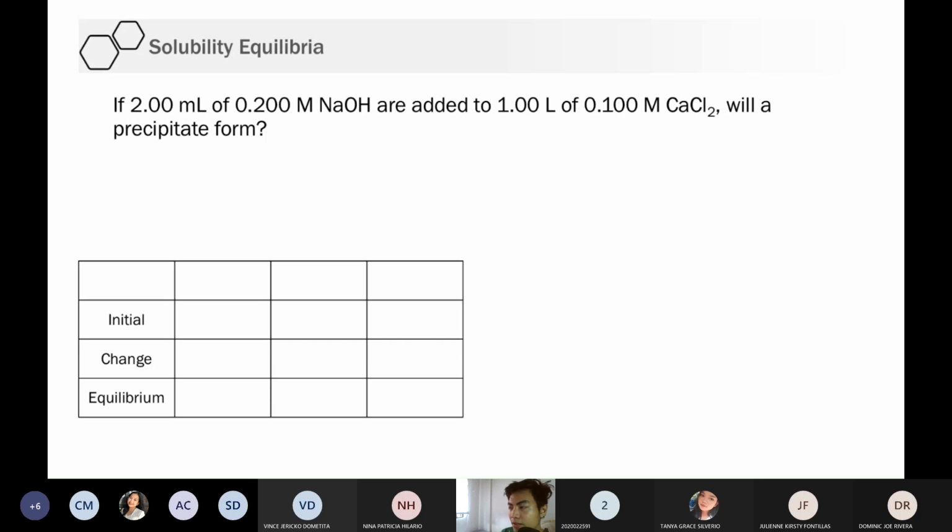Okay, so let's apply that concept in this problem. Suppose we have 2 ml of 0.2 molar sodium hydroxide that is added to 1 liter of 0.1 molar calcium chloride. Will a precipitate form? Ang tanong dyan, may mapo-form bang precipitate na? So, to answer this, anong kailangan natin gawin? Kailangan alamin muna natin kung ano ba yung precipitate na mapo-form natin. Anong precipitate mapo-form out of those ions?